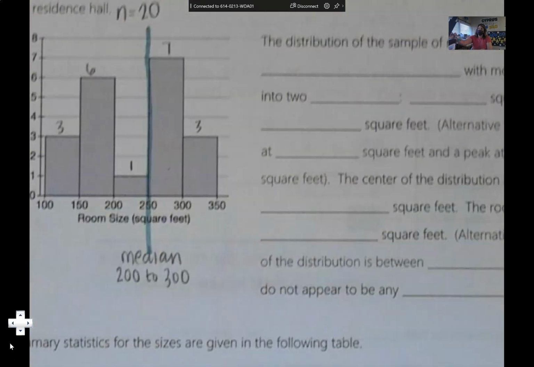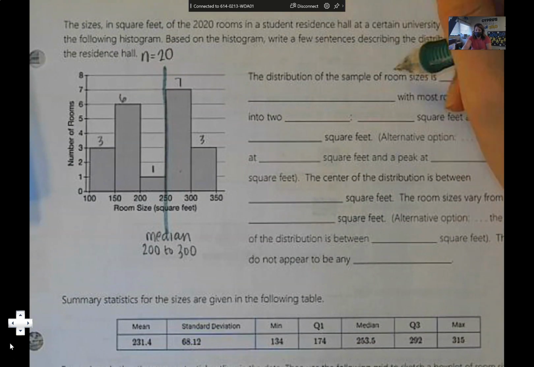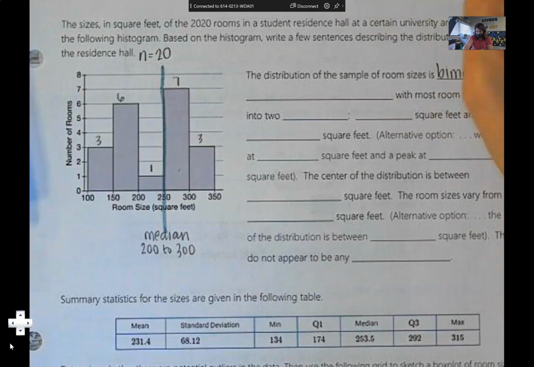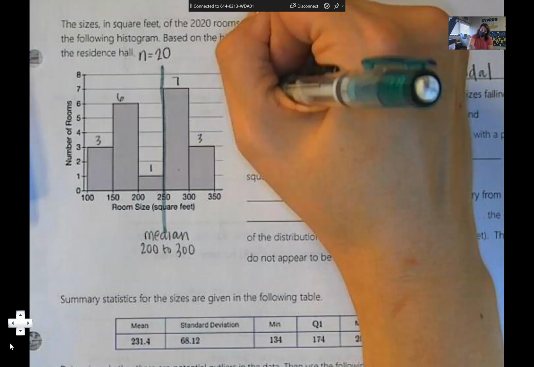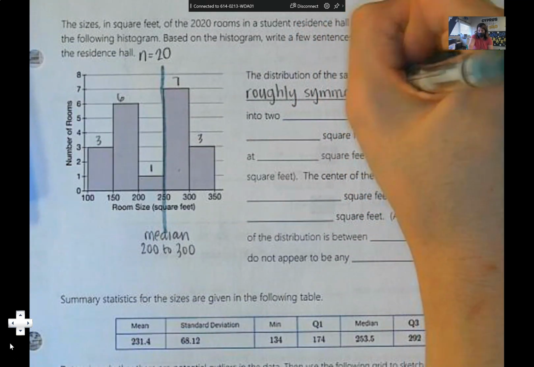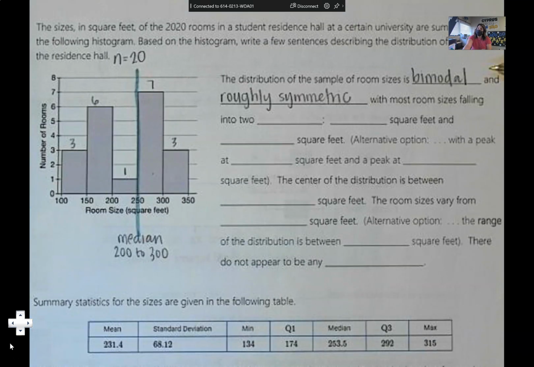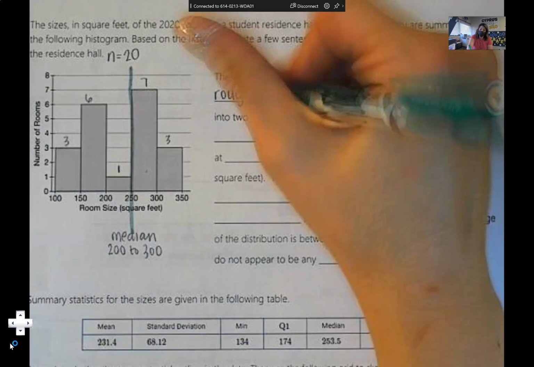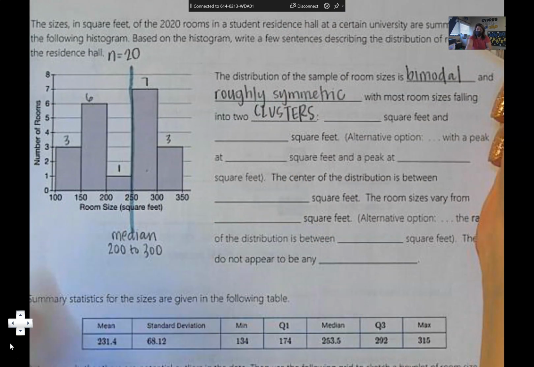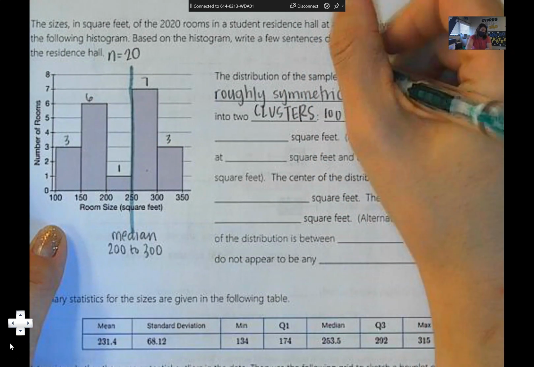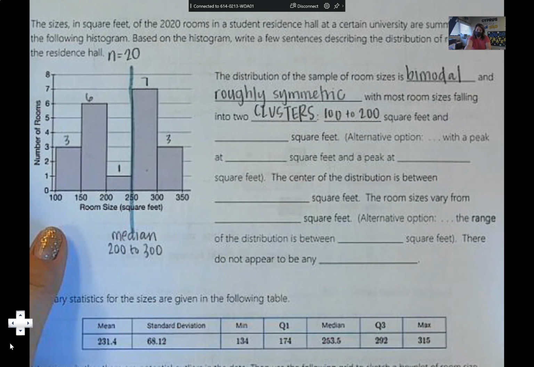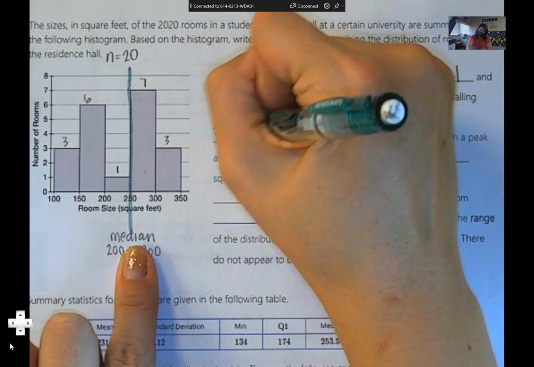Okay, let's fill out the information for this distribution. The distribution of the sample room sizes is bimodal and roughly symmetric, with most room sizes falling into 2 clusters. Your first cluster is from 100 to 200 square feet. And where's the second cluster? 250 to 350.